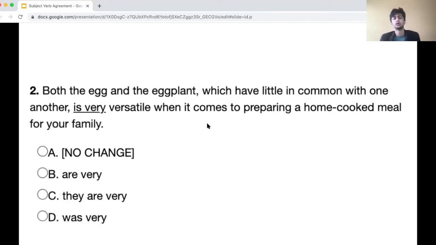So let's look at this one. Both the egg and the eggplant, which have very little in common with one another, is very versatile when it comes to preparing a home-cooked meal for your family. So take a minute to try to understand what this question is saying. I'm going to pause the video here and we'll come back.